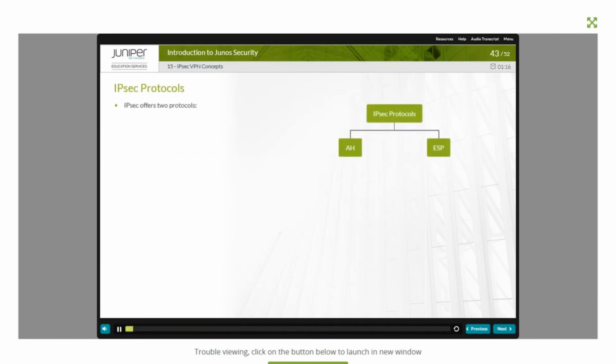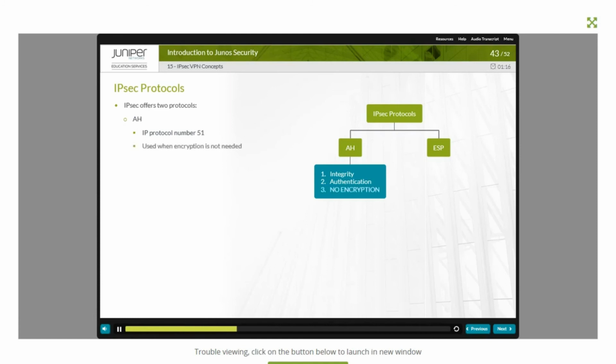Two protocols exist that IPsec can use to ensure payload security: AH and ESP. AH provides data integrity, authentication, and anti-replay services. AH is identified by IP protocol number 51. It uses MD5 or SHA-1 to provide data integrity services. However, AH provides no encryption of data in the packets.